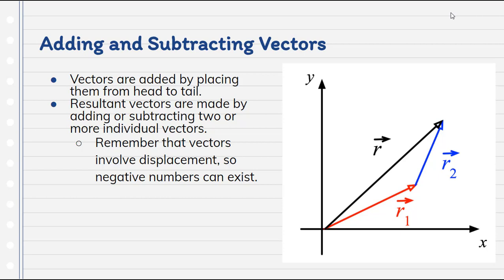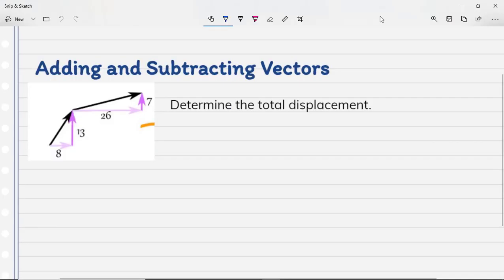Remember that vectors involve displacement, so it is possible to have negative numbers. You'll see what I mean when we look at the next problem. So let's look at the following problem and determine the total displacement. Now, in this instance, we're going to be adding and subtracting vectors here because our displacement is not a straight line like it was previously. We've got two separate vectors that we're going to have to take a look at here. But the key thing to remember is that we can add them together. So if I know the total displacement of the x-axis, and I know the total displacement of the y-axis, I can essentially turn this into one triangle in order to be able to solve using Pythagorean Theorem.